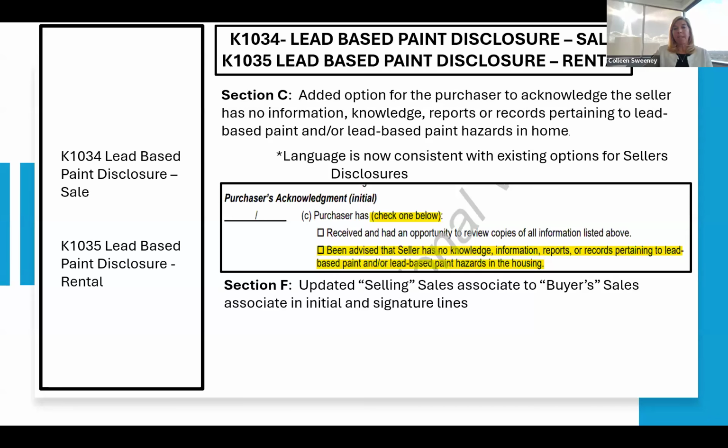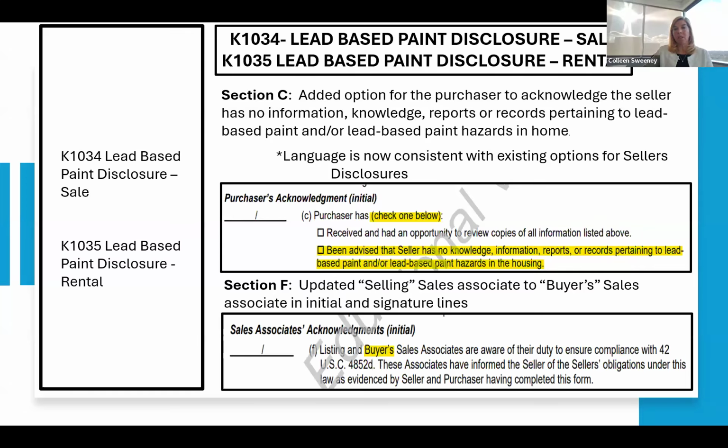Section F was updated from selling sales associate to buyer sales associate in initial and signature lines also. So just the buyer, I just highlighted what it was in section F, but as you know, it's going to be in the signature lines as well.